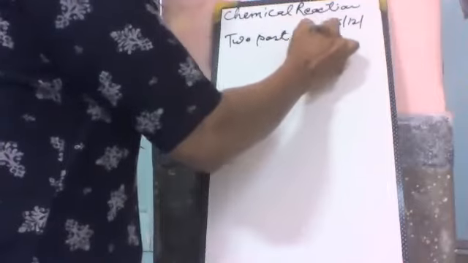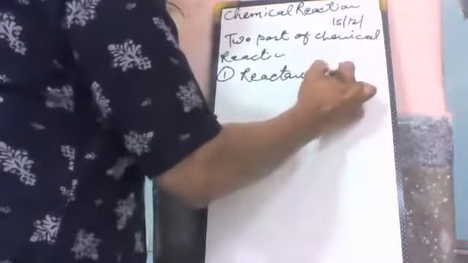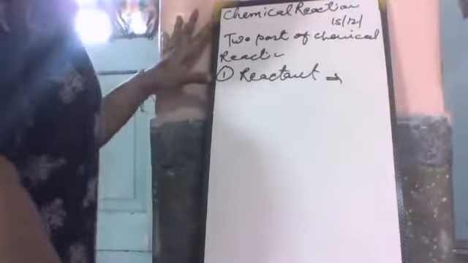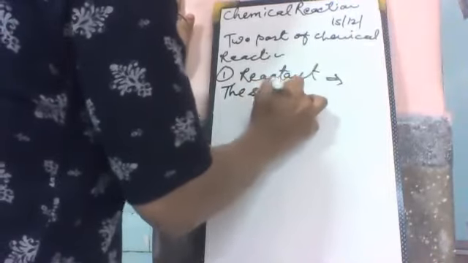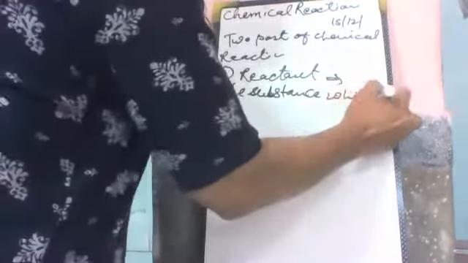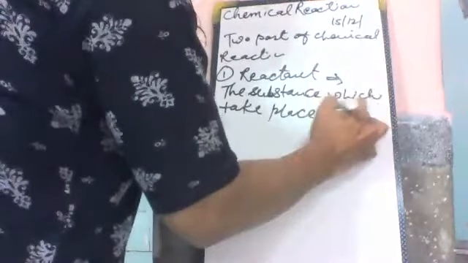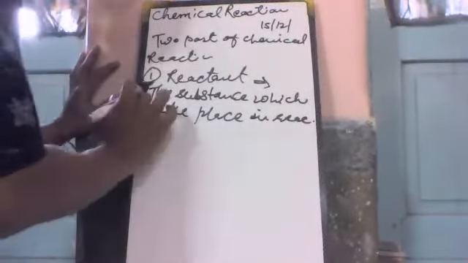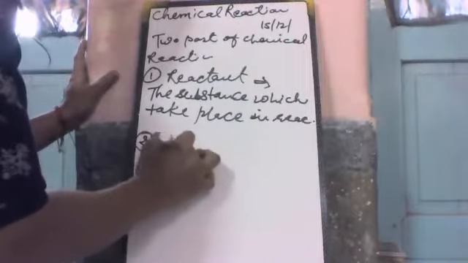There are two parts of a chemical reaction. One is reactant, the substances which take place in reactions. First part of the reaction is reactant, and in this the substances which are taking part in reactions are known as reactant, and the another part is product.